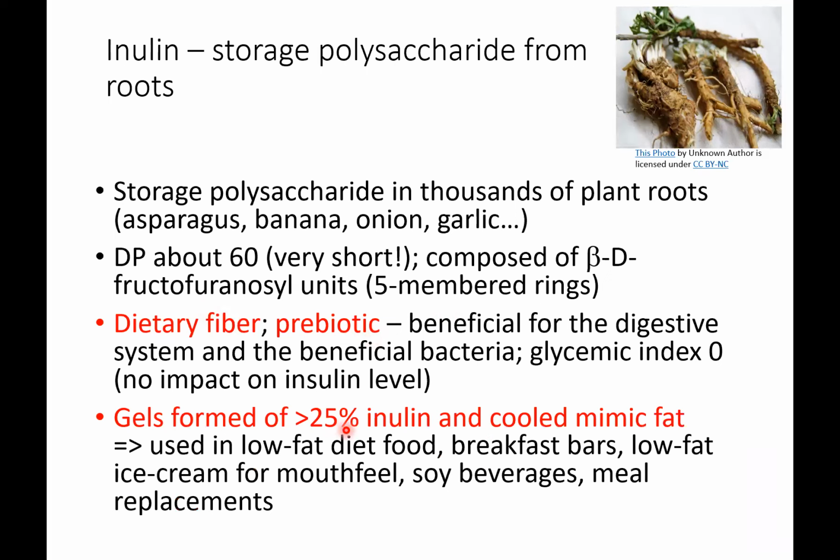You need, however, a lot. You cannot make any gels below 25% inulin, so that's a lot. But if you make it, it mimics fat, and that might be worth the expense. So in low-fat diet food, for example, breakfast bars, you name it, anything low-fat, you find additional fiber. It's usually inulin. It can cause diarrhea if you take too much of it, though.